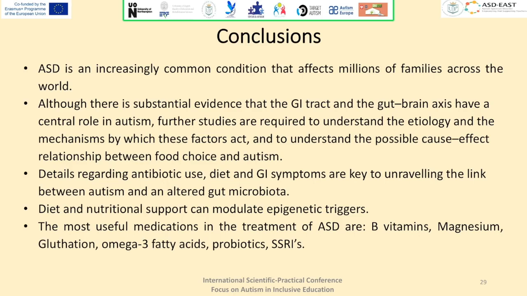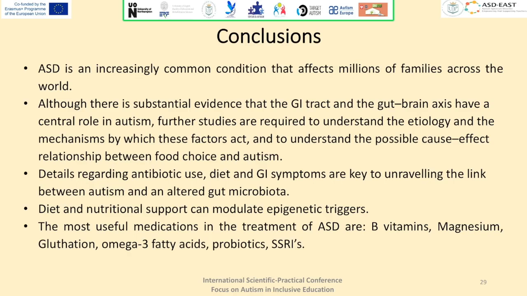What are the conclusions of my presentation? ASD is an increasingly common condition that affects millions of families across the world. Although there is substantial evidence that the gastrointestinal tract and the gut-brain axis have a central role in autism, further studies are required to understand the etiology and the mechanisms by which these factors act, and to understand the possible cause-effect relationships between food choice and autism.